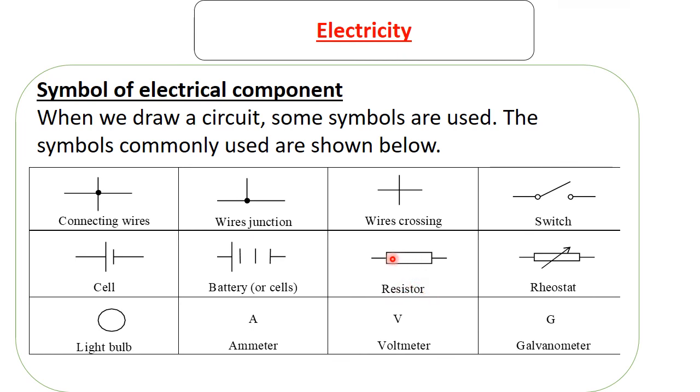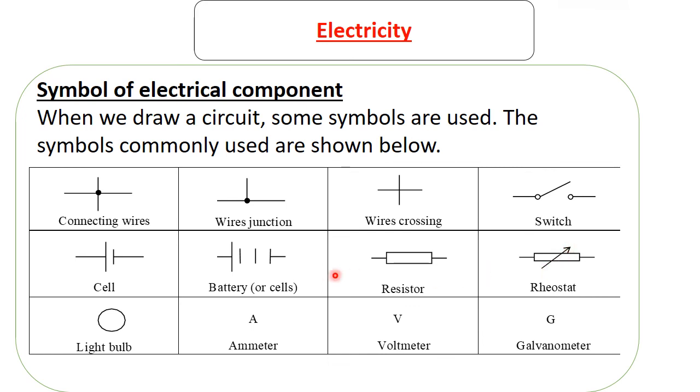A resistor is represented by this. Sometimes you can just draw a line, then some zigzag, then another line. That's a resistor. Then a rheostat, which is a variable resistor: you draw a resistor and put an arrow to show that this arrow can be moved to change the resistance. It can rotate, like the hand of a clock which moves to show the different times. This shows that it can rotate to show different values of resistance.